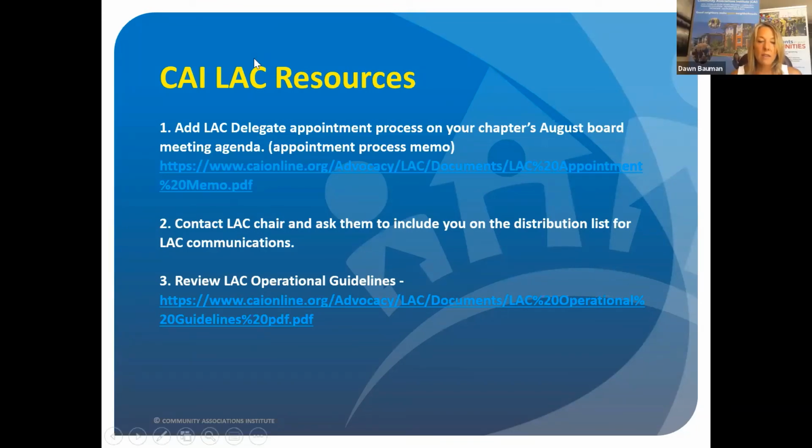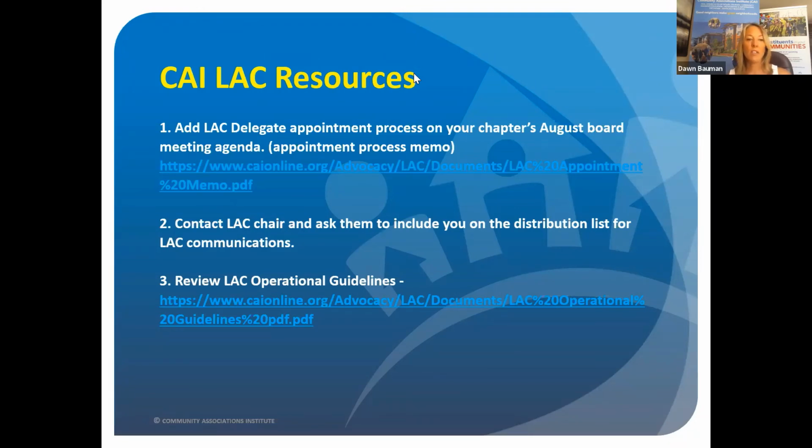There are some Legislative Action Committee resources. There is the appointment memo. This gives you an outline of the process for appointing the delegates. So take a look at that. A couple of other resources: contact the LAC chair and ask them to include you on the communication distribution list for all of their conversations, all of their activity.